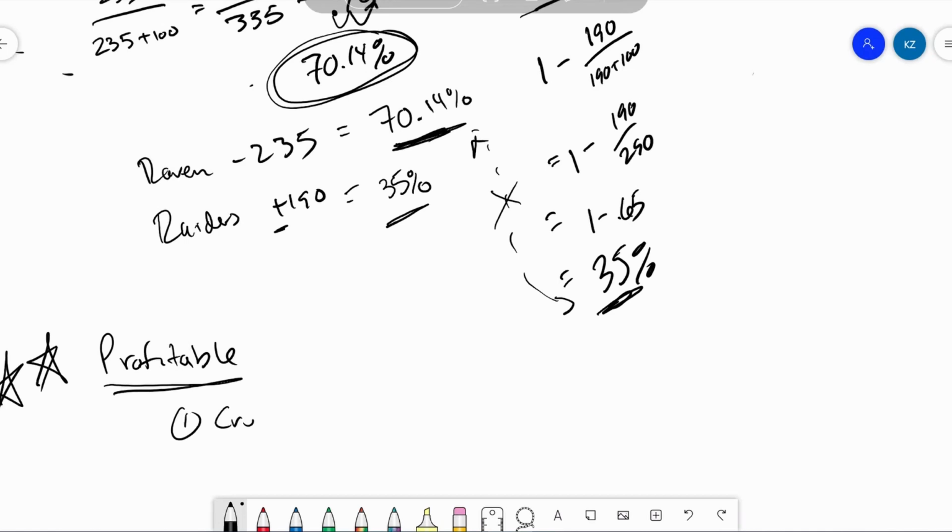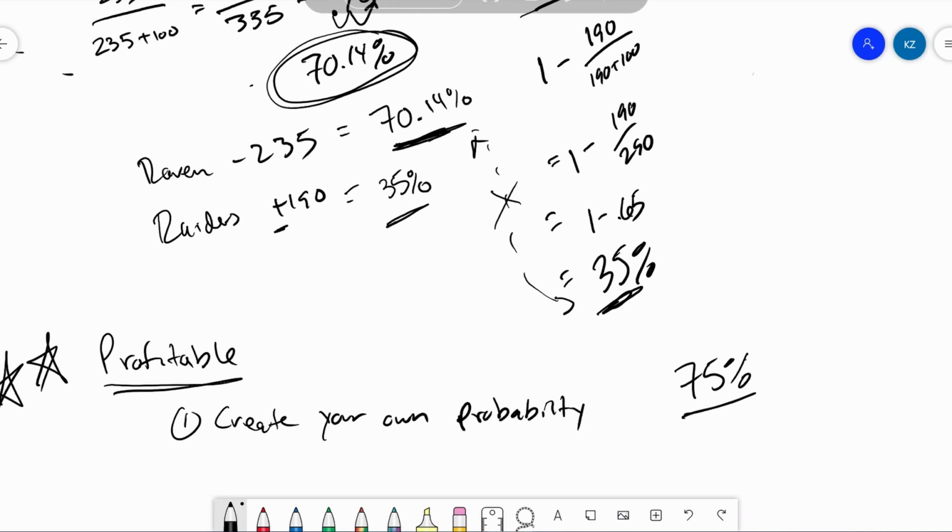So step one is create your own probability of your team winning. I'm sorry if you can hear the dog barking in the back. It's doing a great job though. So create your own probability. So let's say I think the Ravens are going to win 75% of the time.